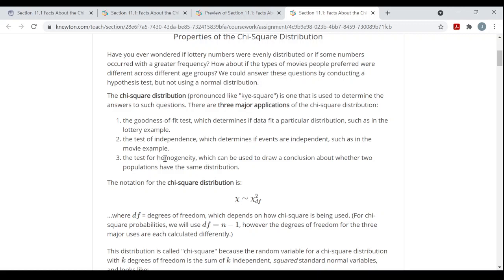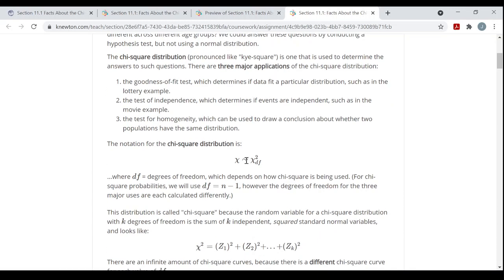And the final scenario where we're going to use the chi-square distribution is the test for homogeneity, which can be used to draw a conclusion about whether two populations have the same distribution. If you're asking the question, does this set of data and this other set of data come from populations that have the same distribution or not, that'll be a test for homogeneity. And again, in all three of these scenarios, this chi-square distribution will come up.